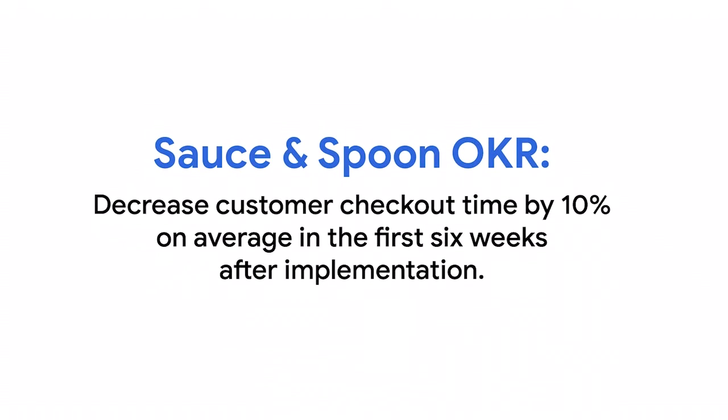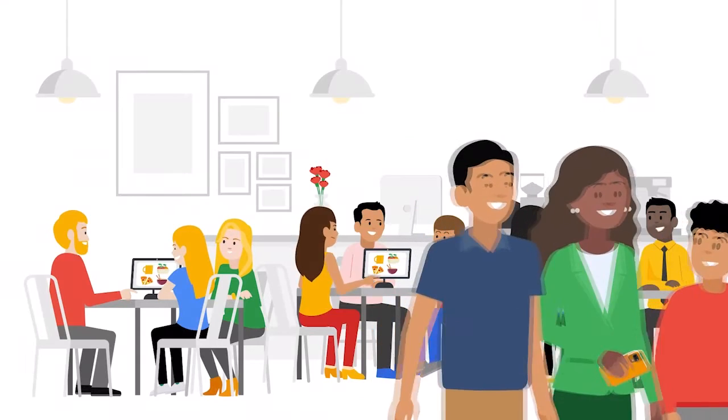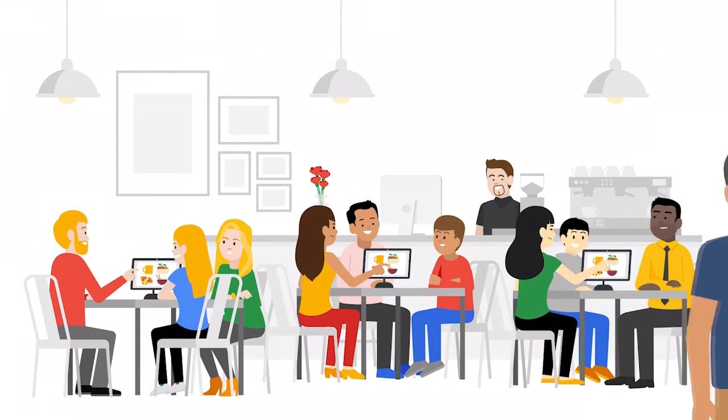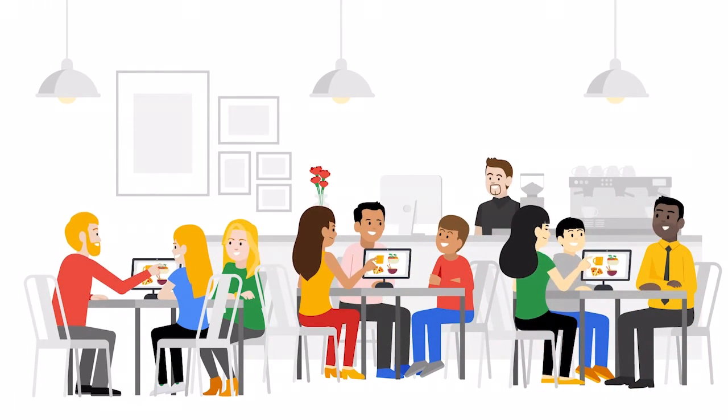So a relevant goal for the Sauce and Spoon tablet rollout might be to decrease customer checkout time by 10% on average in the first 6 weeks after implementation. This project goal helps the restaurant chain reach its larger goal to provide quick meals for guests.